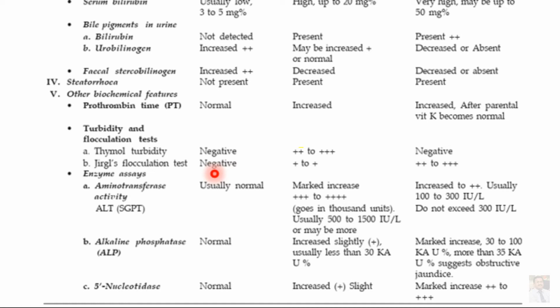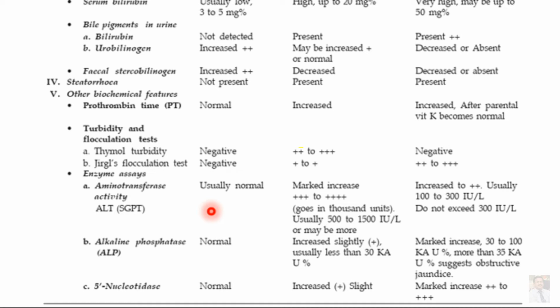Coming to the enzymes, these enzymes are very sensitive. With this we can conclude all the parameters. The first one is aminotransferase activity. In the aminotransferase, ALT is very important. I already told why we are very specific to ALT: AST is not specific to the liver, it may be expressed in some other organs also. That is why ALT, that is SGPT.